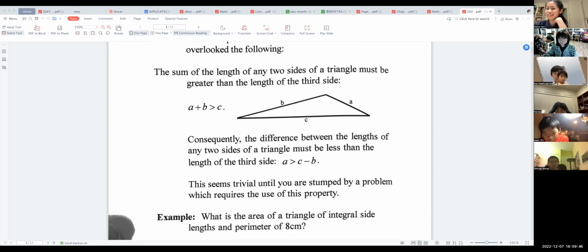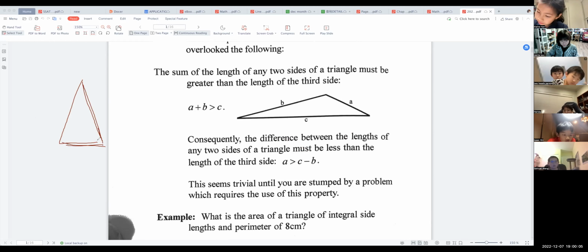What does integral mean? Hmm? Integral, 就是 sides. 爸爸，你干嘛？Oh. Wait, what? What does integral mean? Is it an equilateral? Yeah. 两边一样长。So it's isosceles, right? Not isosceles, yeah.